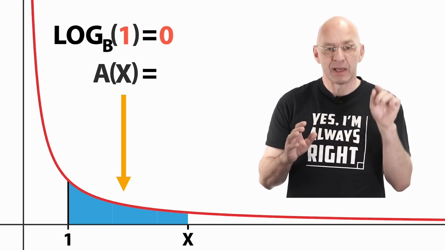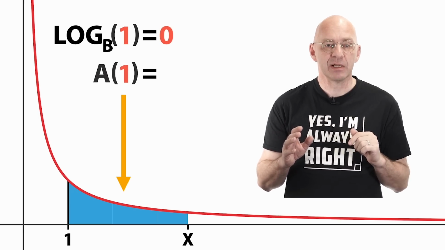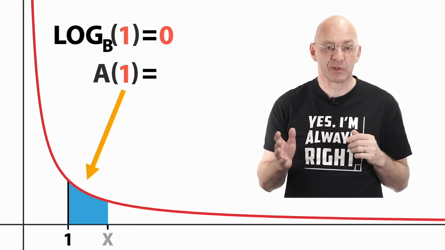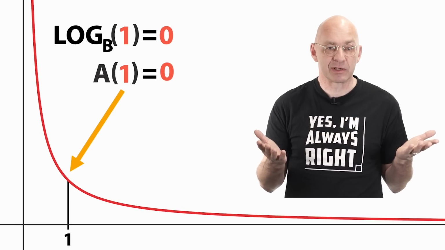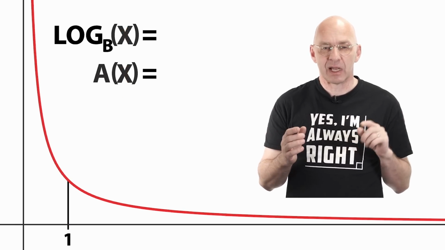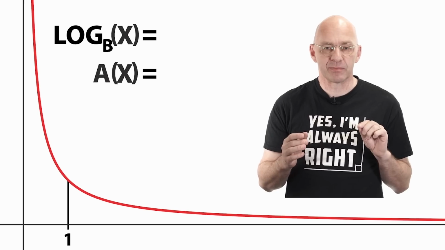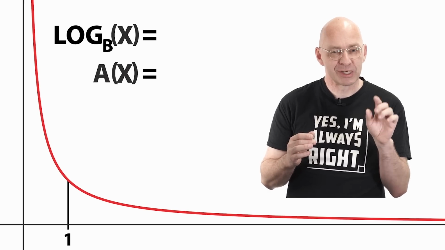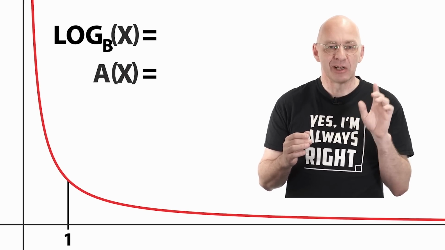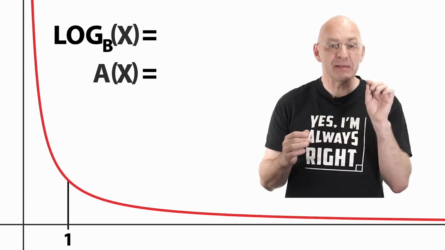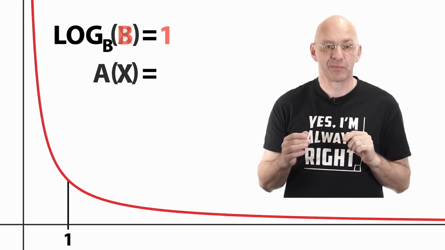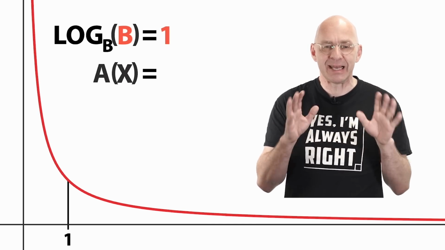How about a of 1? Well, that's also 0. Pretty obvious. No area, and so a of 1 is equal to 0. Great. Now, what's that other special value? Remember? Almost? Okay, I'll help you. The log to the base b of b is always 1. Confused? Take my word for it.